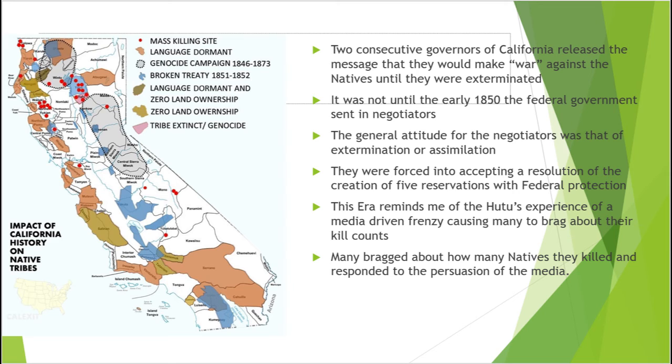It was fanned by two governors who saw no other option but extermination for the natives, and it was not until the early 1850s that the federal government sent in negotiators. Even the attitude of the negotiators was that of extermination or assimilation. They were forced to accept a resolution that created 5 reservations that had federal protection.